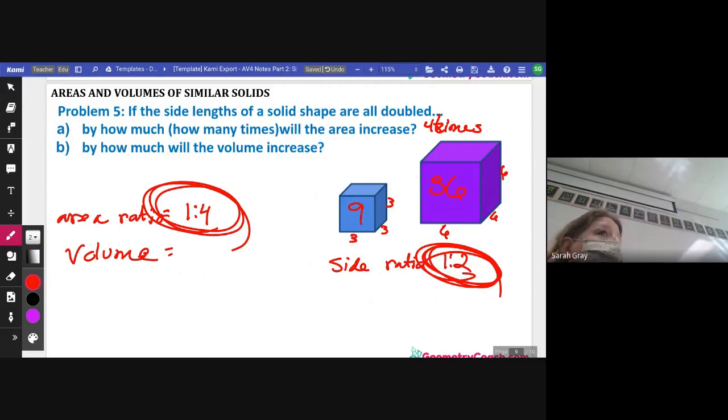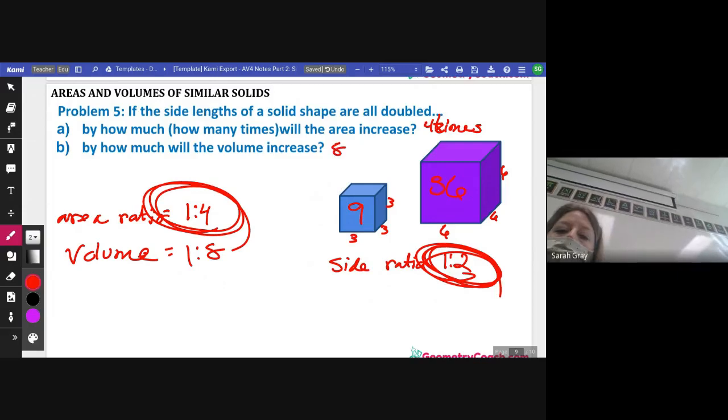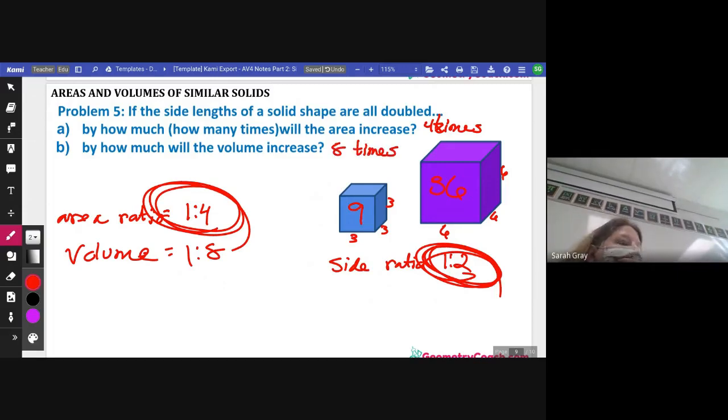Chelsea? It went up 8 times because our volume ratio is 1 to 8 because it's 2 cubed. So it increased 8 times. And you could check it. You could do the volume of the 3 by 3 by 3 cube, and the volume of the 6 by 6 by 6 cube, and it would multiply by 8.